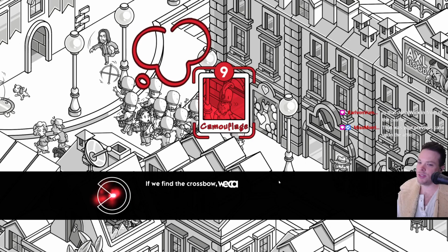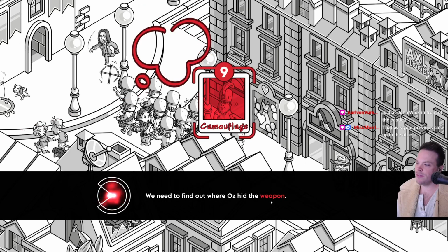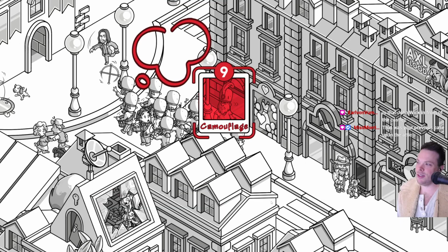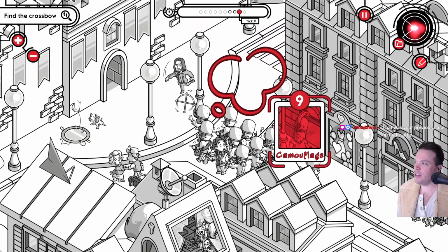This is suspicious. If we find the crossbow, we can analyze it by comparing the grooves impressed on the bolt and those left by the crossbow drum. That way we can determine whether it's the murder weapon. We need to find out where he's hidden the weapon. So, ahead in time again. Find the crossbow.